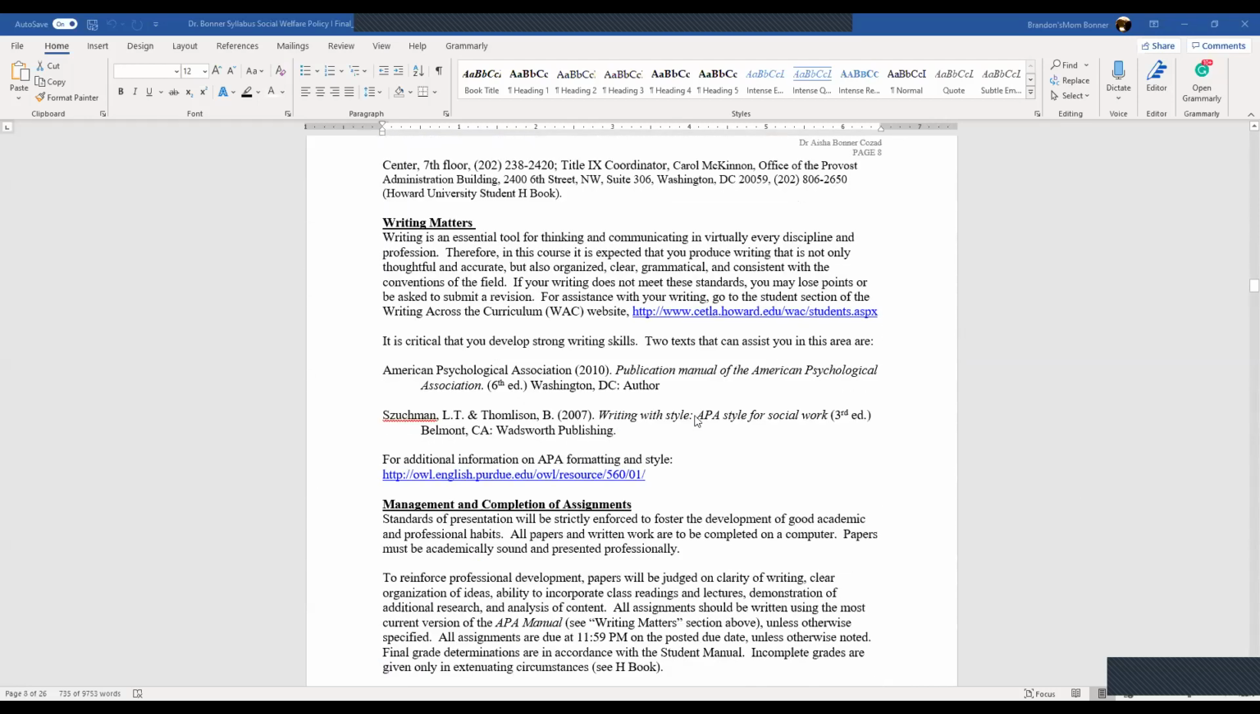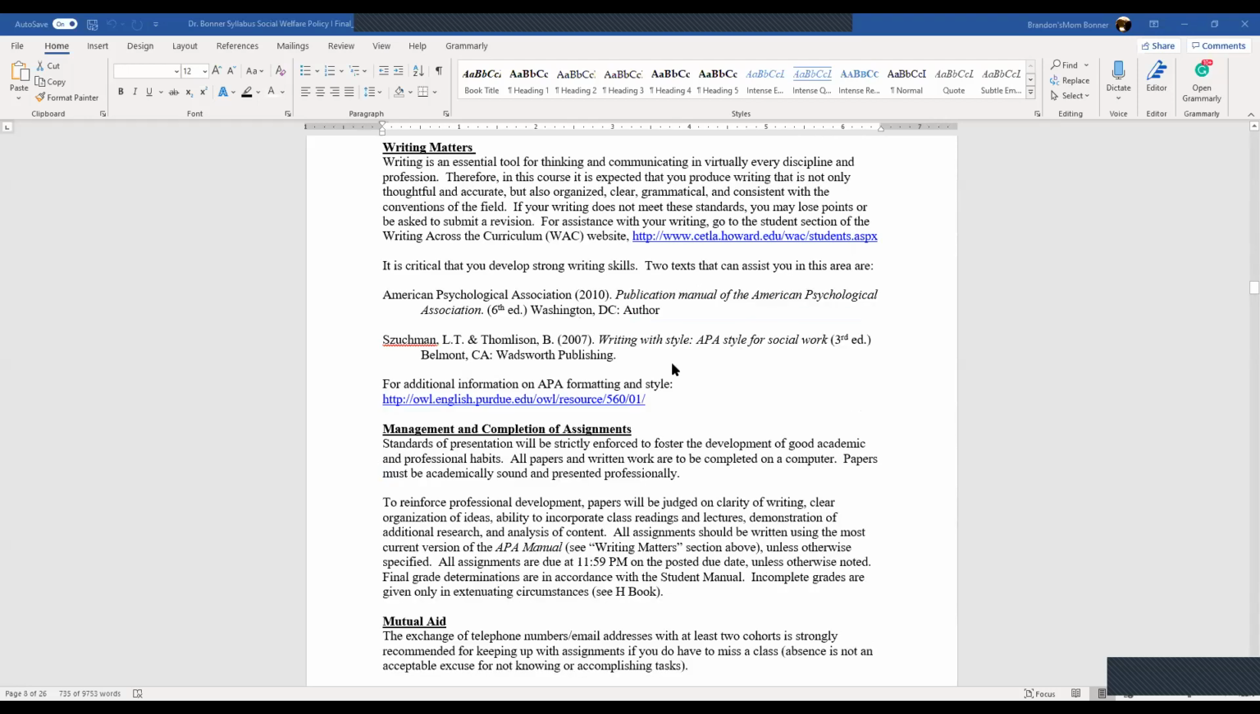As I just talked about, writing matters. Here is the student link to writing across the curriculum. Again, the publication manual. I think I have the 7th listed in the required text, but the 6th or 7th edition, either will be fine.